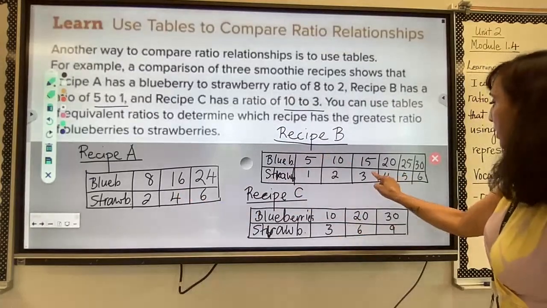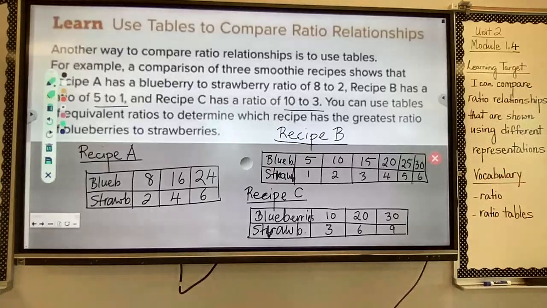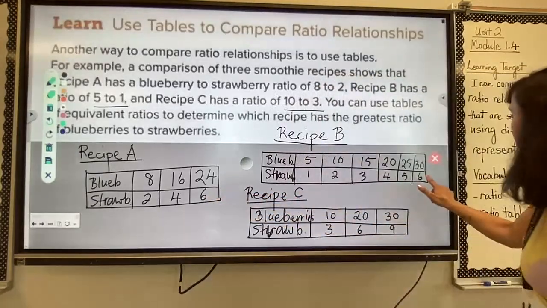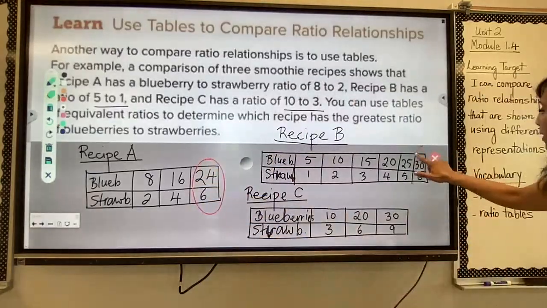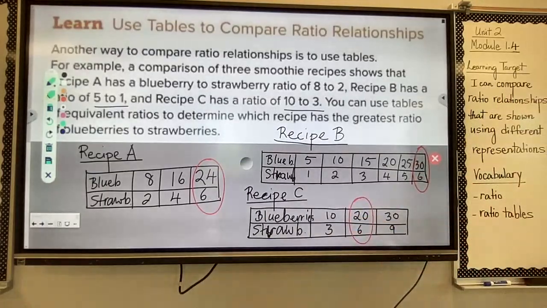3 is only in these 2. So what is common is that 6, right? So what I'm going to do is take this, because I have 6 here, I have 6 here, and I have 6 here. So I'm going to circle this one, because this is what I have in common.